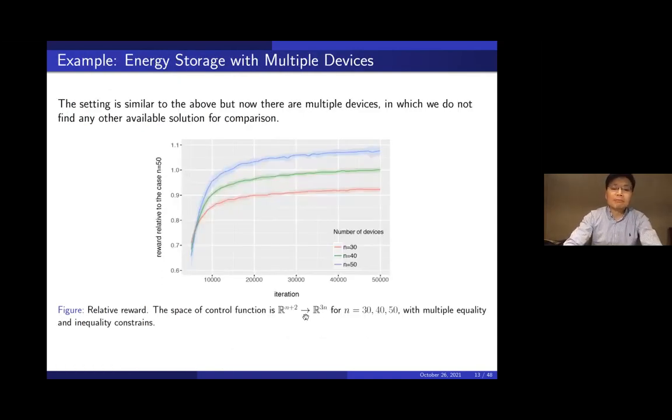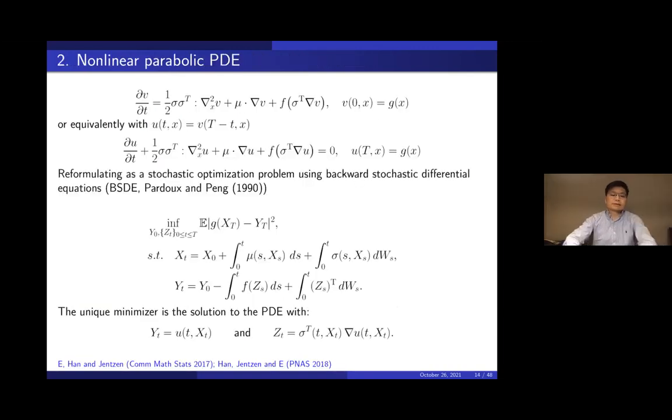This is a made-up example. This is some sort of energy storage, high dimension. The dimensionality is like 3 times the number of devices. And then you can see as iteration goes on, it converges nicely, and this shows the size of the error. Okay, that's the second example.